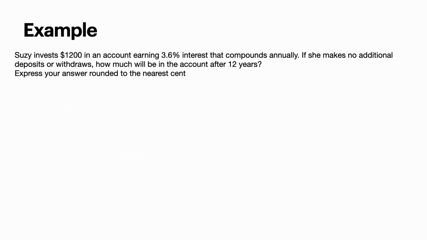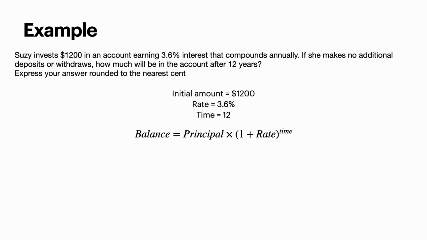Susie invests $1,200 in an account earning 3.6% interest compounded annually. If she makes no additional deposits or withdrawals, how much will be in the account after 12 years? So we have the initial amount, we have the rate, we have the time. We can plug this in our formula. And so we find the ending balance.